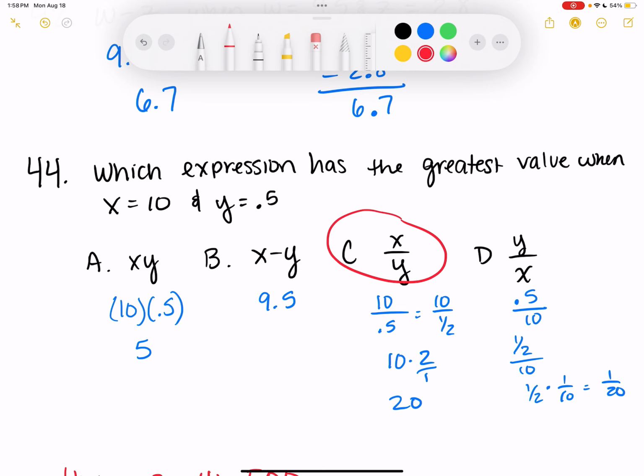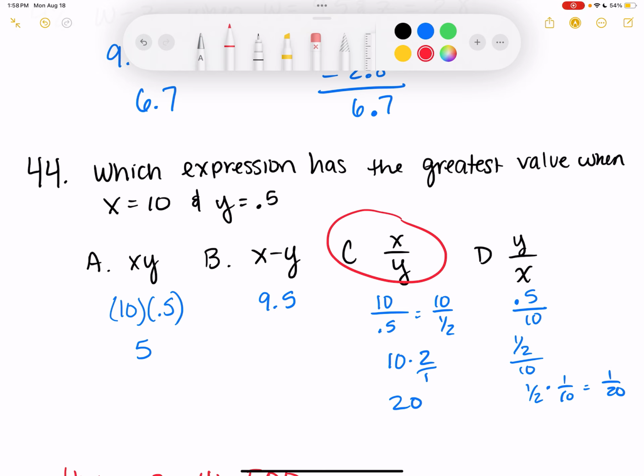Do we have a guess yet? Taylor says A. Drew, what do you think? C. C. B. Nobody thinks D, though. That's good, because D is the smallest one.